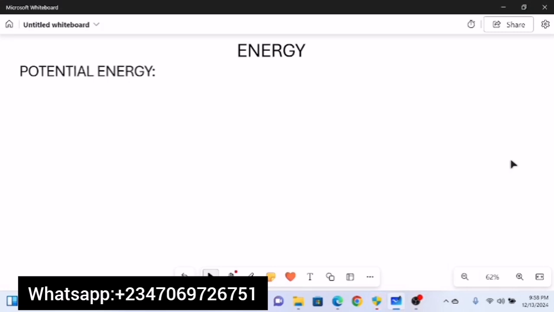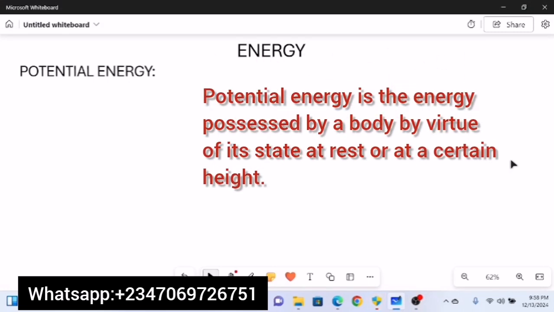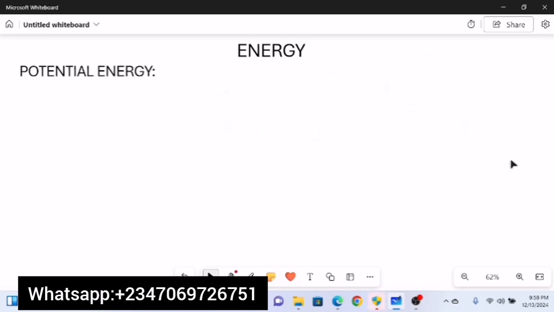Now let's talk about potential energy. Potential energy is simply the energy possessed by a body by virtue of its state at rest or at a certain height. So this means that an object must be at rest and at a height to actually exhibit potential energy. So if I have an object, let's say I have a block.